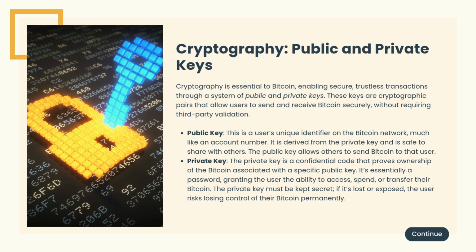Private key. The private key is a confidential code that proves ownership of the Bitcoin associated with a specific public key. It's essentially a password, granting the user the ability to access, spend, or transfer their Bitcoin. The private key must be kept secret. If it's lost or exposed, the user risks losing control of their Bitcoin permanently.